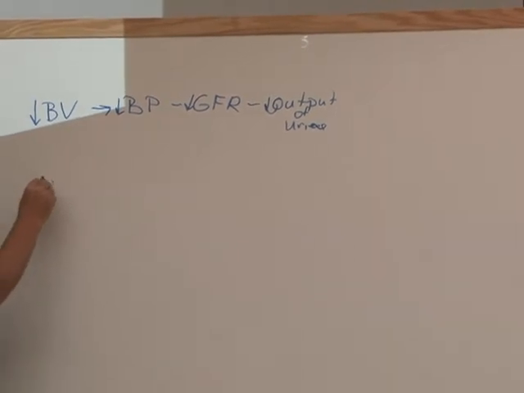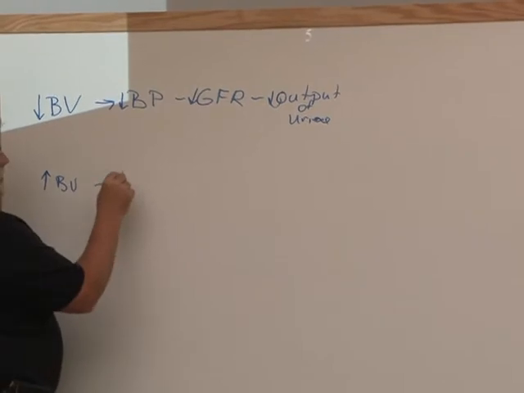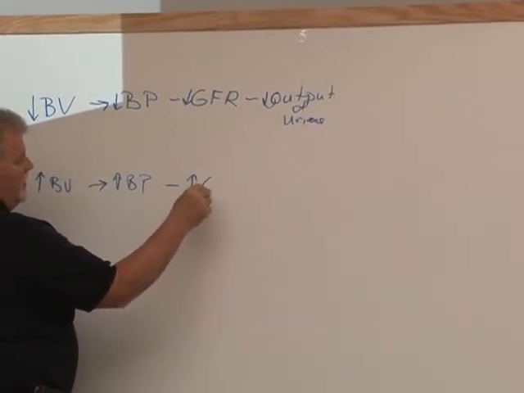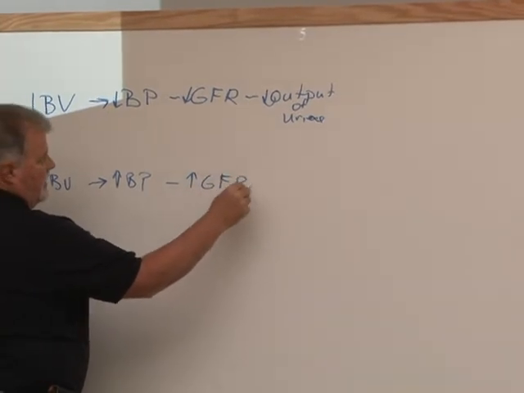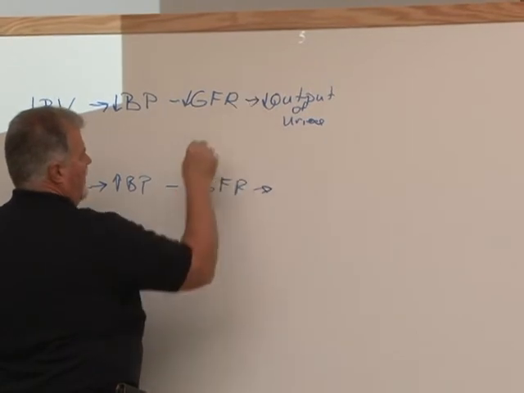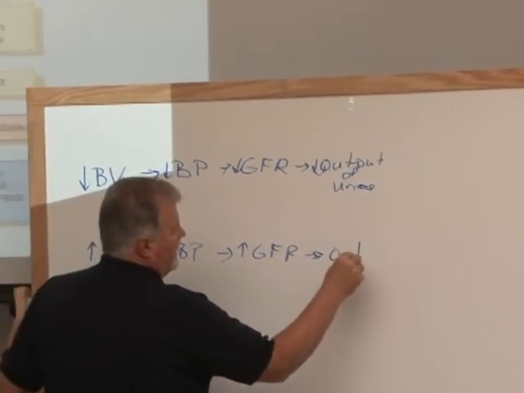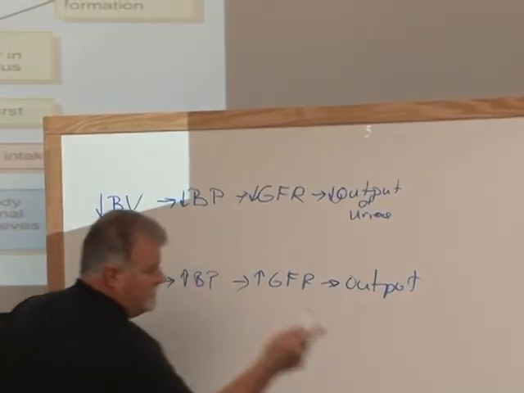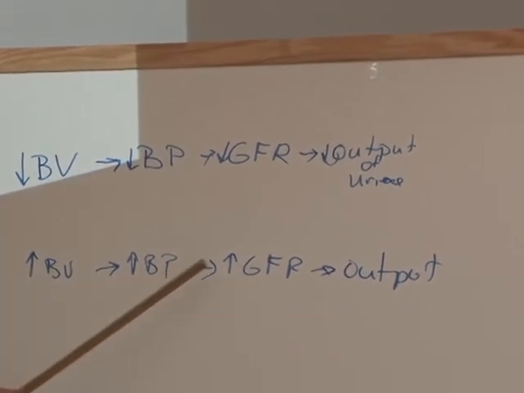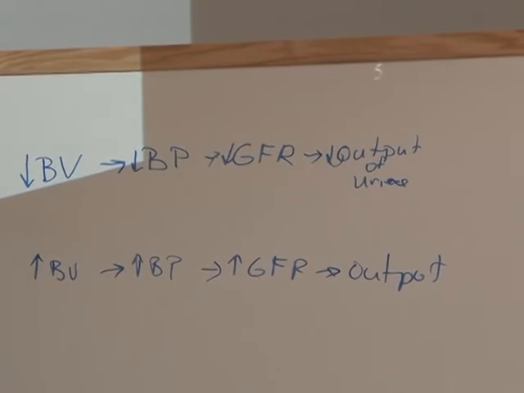Then the inverse is true. If blood volume goes up, then blood pressure goes up. Then initially GFR would go up, and urine output would go up, right? And then what we talked about was the autoregulation mechanisms that help us regulate that. So that's why it's important that at this point we say GFR initially goes up, and then we want to go back to homeostasis, right?